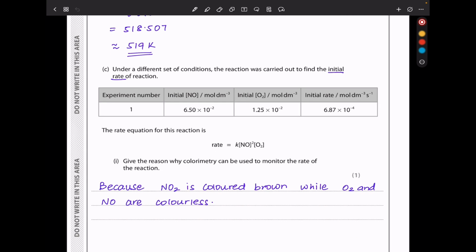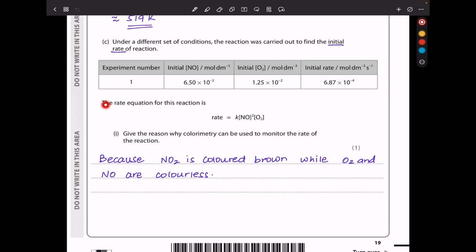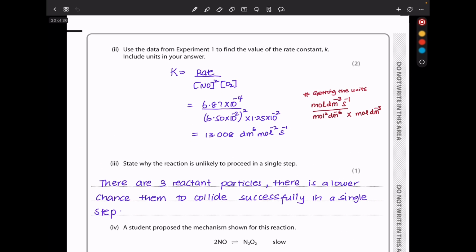Then in part C, under a different set of conditions, the reaction was carried out to find the initial rate of reaction. So we can see some information in the table. They say the rate equation for this reaction is rate is equal to k times the concentration of nitrogen monoxide squared times the concentration of oxygen. Give a reason why colorimetry can be used to monitor the rate of the reaction. This is because in this reaction, nitrogen dioxide is going to be produced, which has some color, yet it's coming from components that are colorless like nitrogen monoxide and oxygen. Next, they say use the data from experiment 1 to find the value of the rate constant k. Include units in your answer.